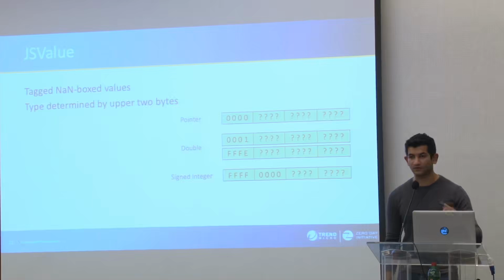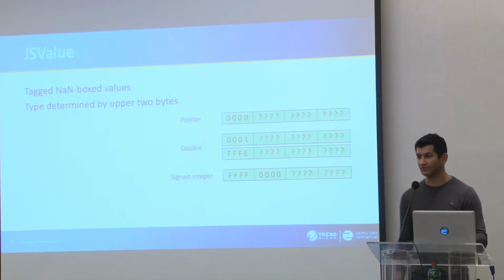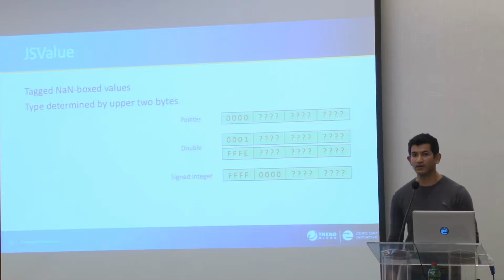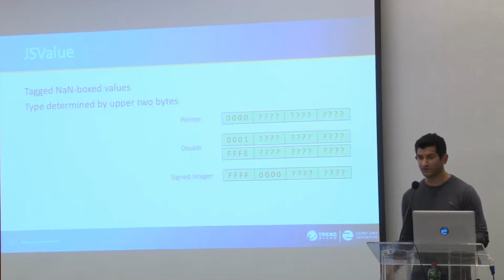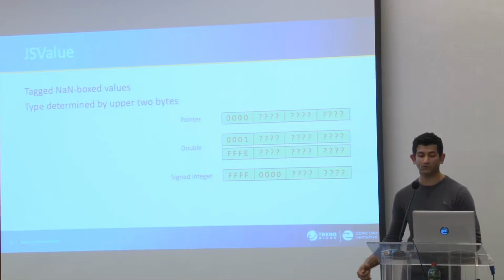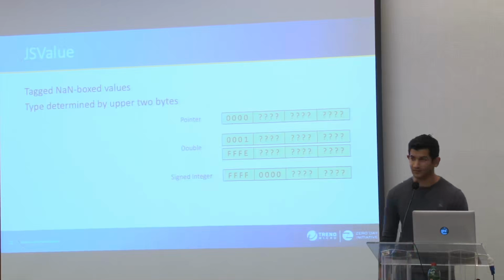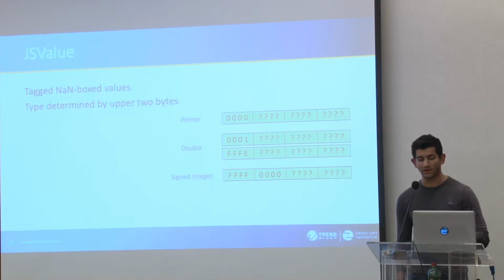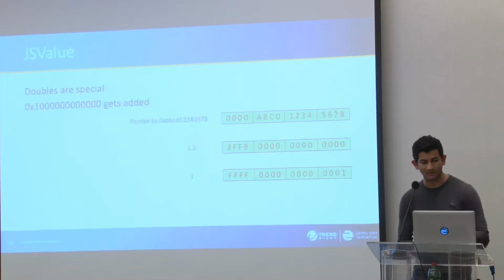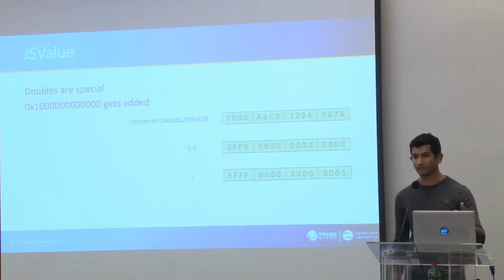If we then look at the signed integer form, if the upper 2 bytes are FFFF and the next 2 bytes are 0000, then the lower half of the value can be treated as a 32-bit signed integer. And then if the upper 2 bytes are anywhere from 0001 to FFFE, then the entire thing can be treated as a double. Doubles are kind of special in the way that they have to be handled, and that's specifically because this very large value has to be added to it. The reason that value has to be added to it is because there are double values that can look like pointers, and that fact alone is what makes a lot of these bugs very exploitable.